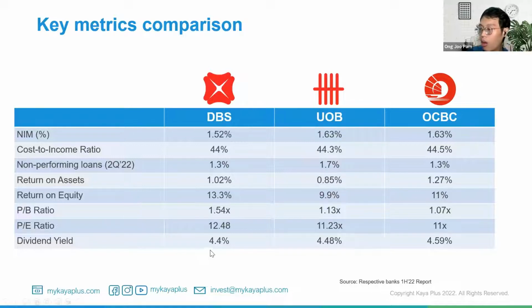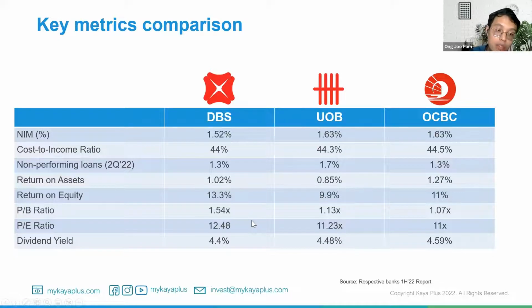So for DBS, due to the slight premium that it's currently trading at, it's actually having a price to book ratio of 1.5 times. The other two banks, I would say, are close to one times price to book ratio, UOB at 1.13 and OCBC at 1.07. The PE ratio, I would say, would be fairly stable, ranging from 11 times to 12 times.